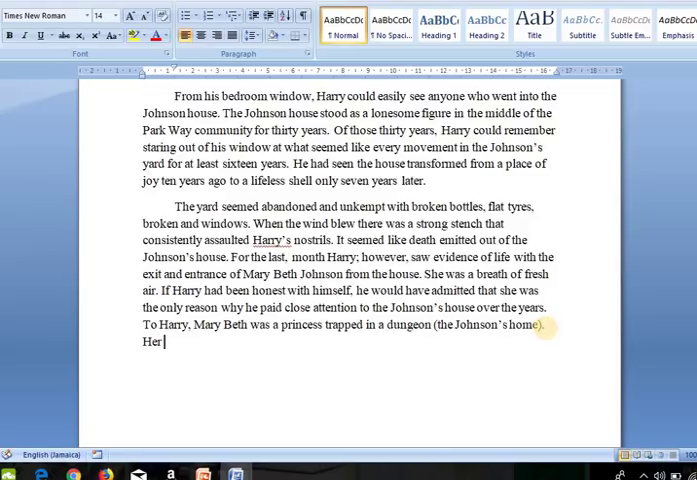Her jet black hair cascaded. Guys, let me just apologize if you're hearing a lot of sound in my background. That is because it's a little noisy, so sorry about that. Her jet black hair cascaded down her back in multiple curls. Guys, what did I just type right here? Multiple curls, and kissed her chocolate skin.